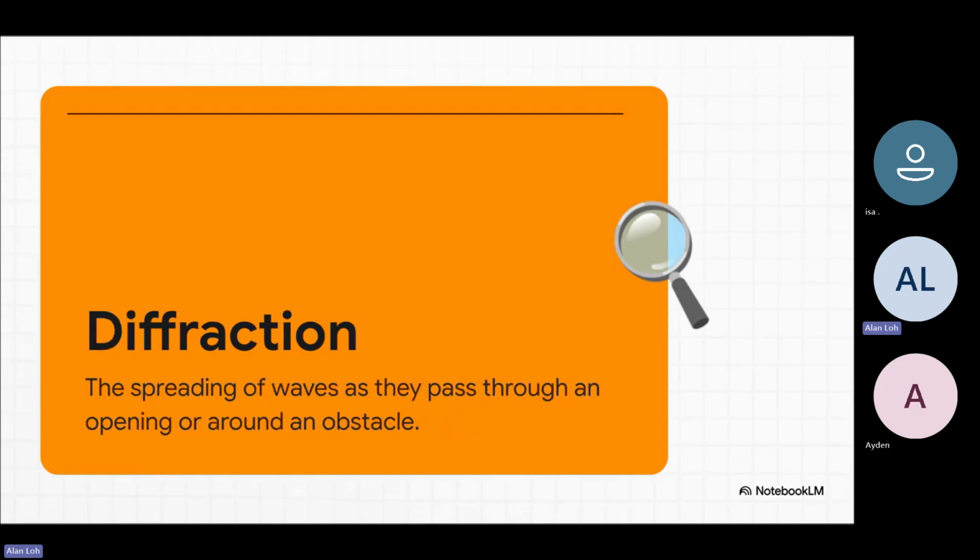And finally, we've got diffraction. This is the tendency of waves to spread out as they pass around an obstacle or through a gap. You know how you can hear someone talking around a corner even before you can see them? That's diffraction in action. The sound waves are literally bending around that corner to reach your ears.